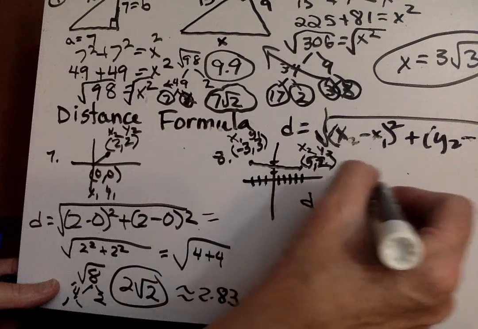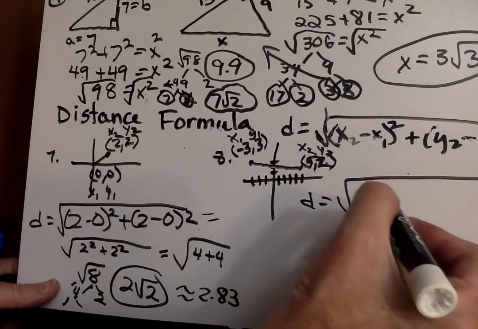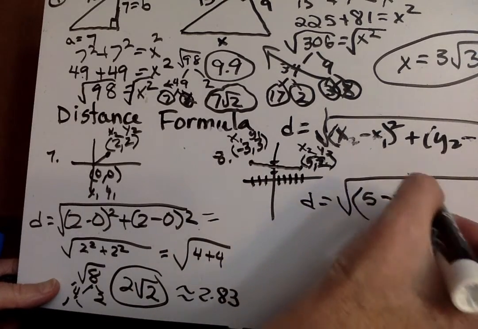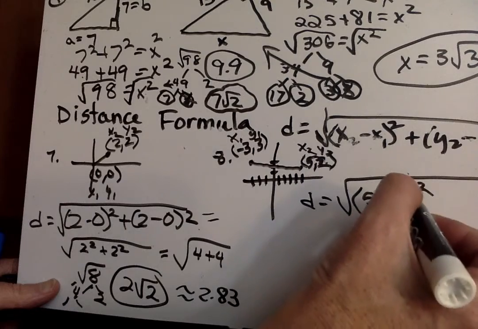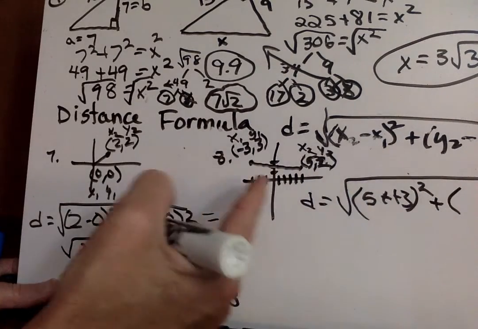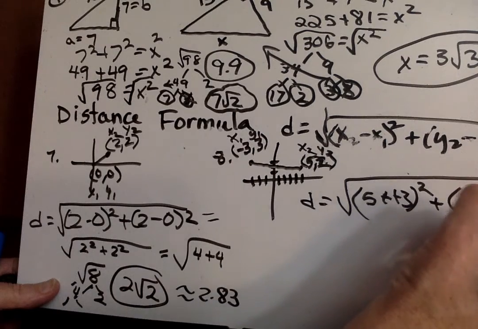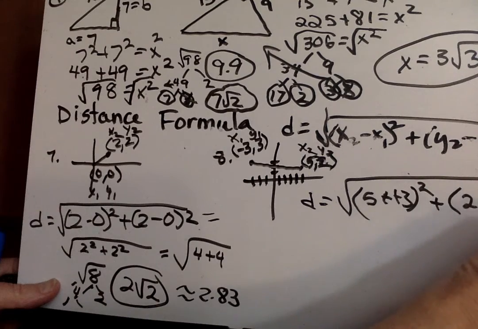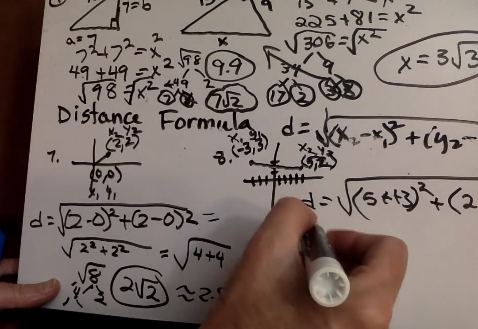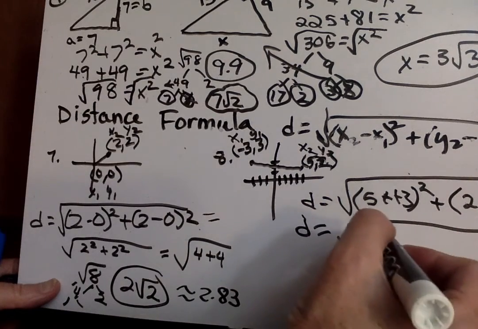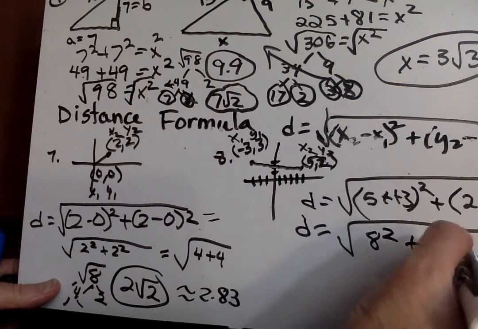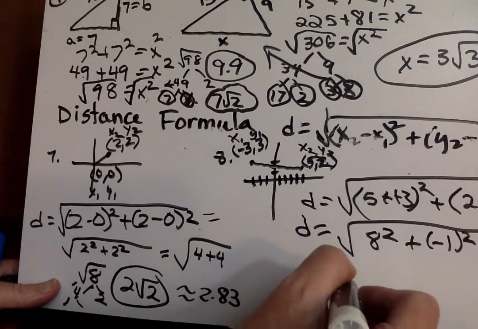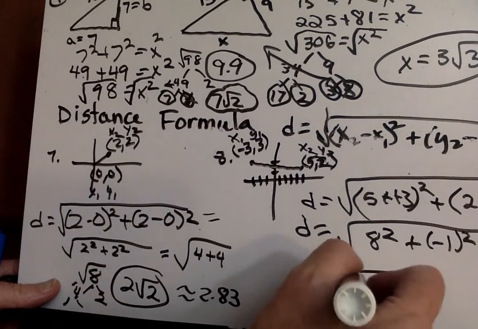Distance equals, okay, x2 was 5 minus x1 is a -3. Remember, when you subtract a negative, it's going to become plus positive. Plus y2 is 2 minus y1 is 3. Okay, so the distance equals square root of 8 squared plus -1 squared. Okay, distance equals 64 plus 1.